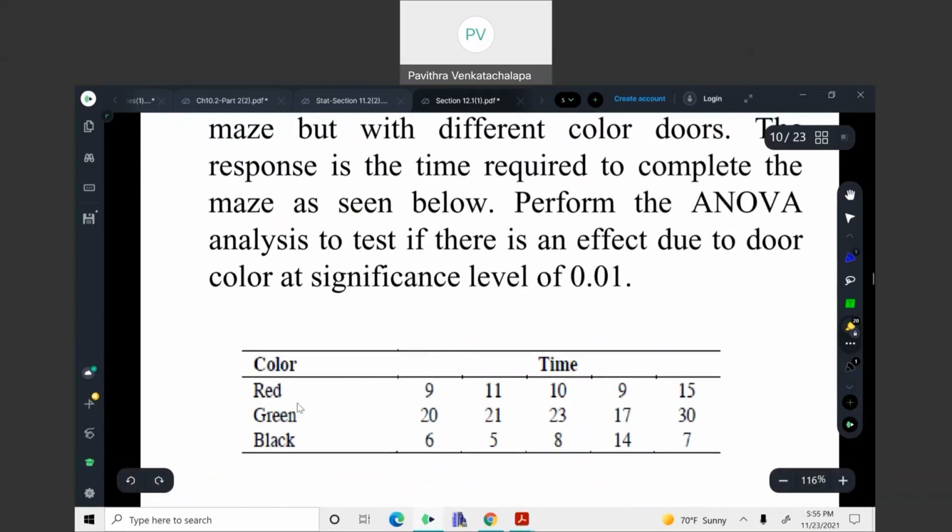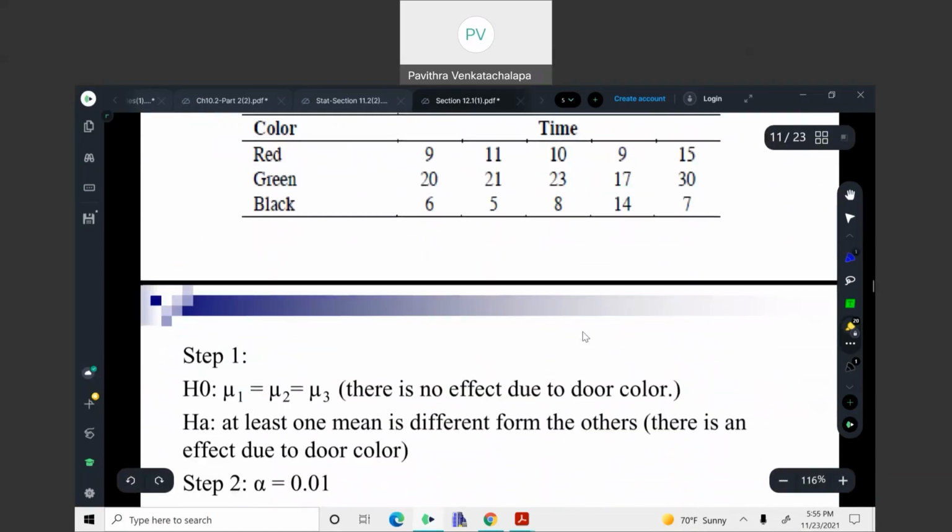Now you can see there are more than 2 samples. We have 5 samples, right? Because of this, we will be using ANOVA analysis.